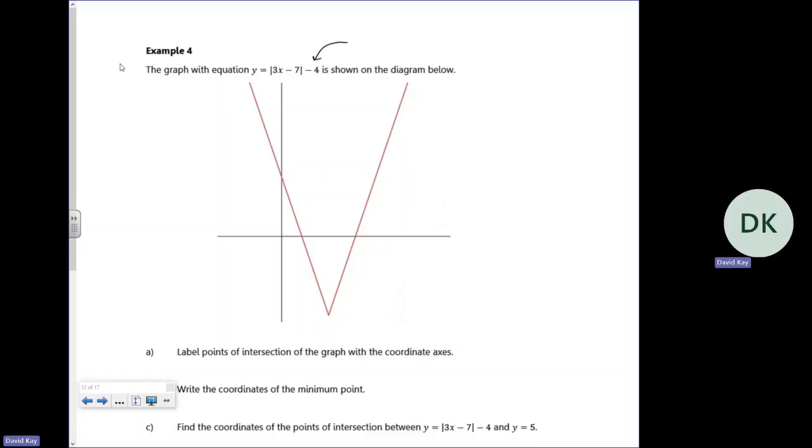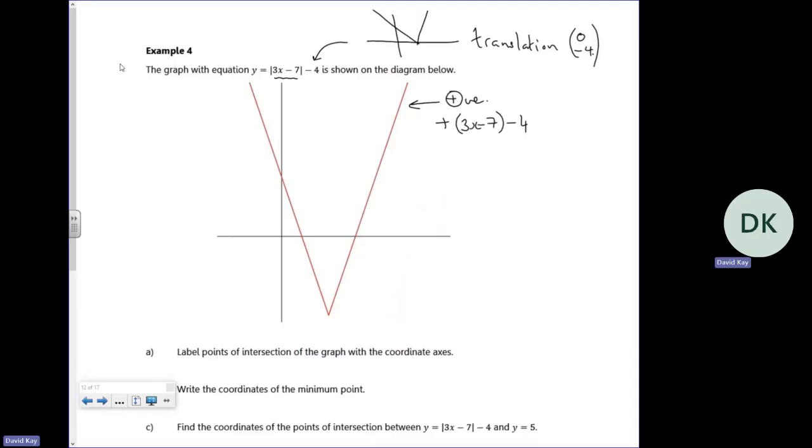this -4 here. So you started off with a modulus function which sat on the x-axis, which is what we've always dealt with, but now we've got this translation where it's gone 4 down. So we're going to be kind of careful with that. If we look at the original graph, it was 3x minus 7. So 3x has got a positive gradient, sorry. So this is the original positive part of the graph, like a plus.